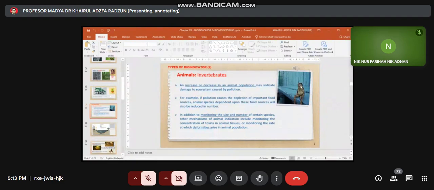Okay, so now we check this frog and then check the tissue whether we can see toxin or not. If yes, toxin is present, then we know why this frog now likes to sit and doesn't like to jump. Or monitoring the rate at which deformities arise in the animal population.